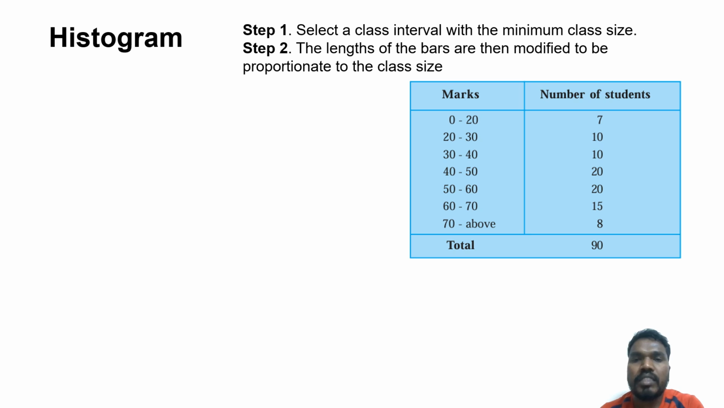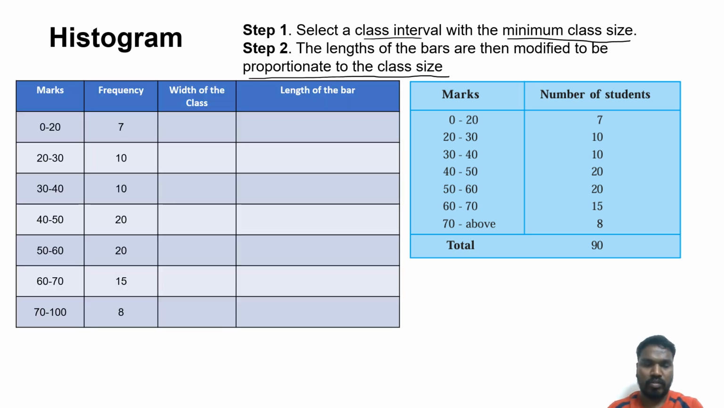What is the first step? We will consider the class interval or minimum class size. Our target is to identify the minimum class size among all the given class intervals. Once after identifying, we will convert all the lengths, that means frequencies, proportional to that minimum class size. That is the second step. So now let us do it.